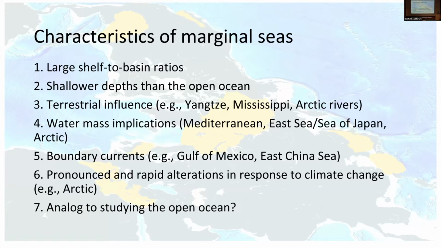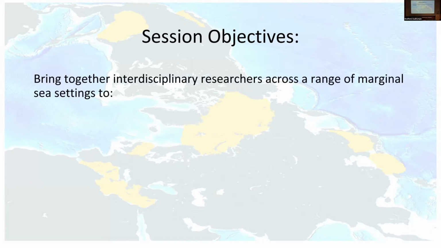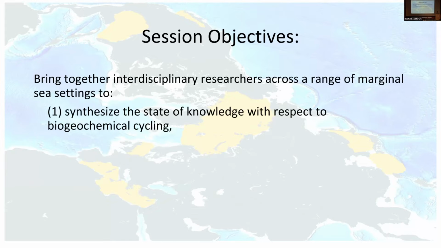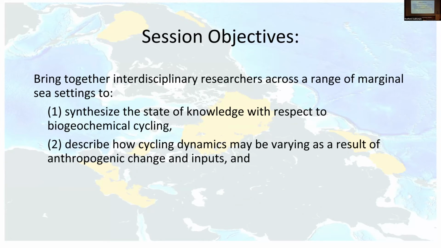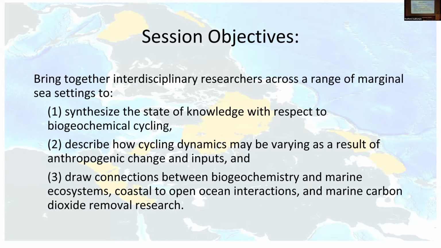But one question we can think of is whether we could use marginal seas as an analog to study the open ocean. So our objectives for this session this morning are to bring an interdisciplinary group of speakers together talking about a range of marginal sea settings. We've asked our speakers to synthesize the state of knowledge with respect to biogeochemical cycling across these different systems that have many different influences and dynamics, and describe how these cycling dynamics may be varying as a result of anthropogenic change and inputs.